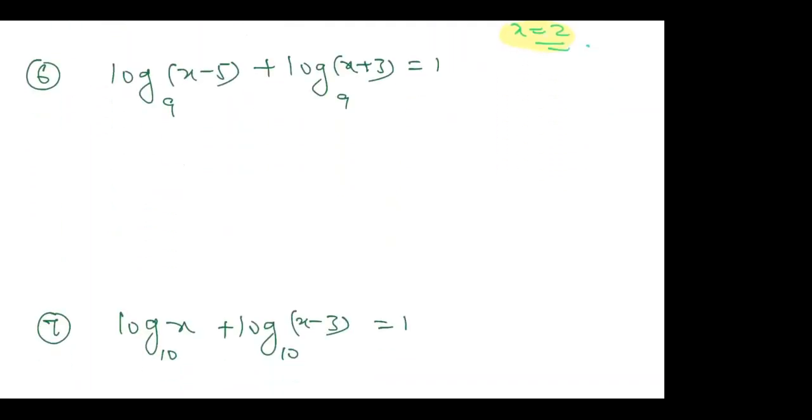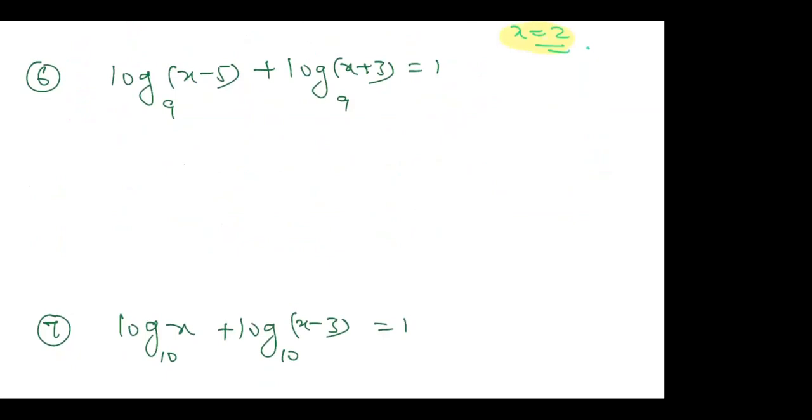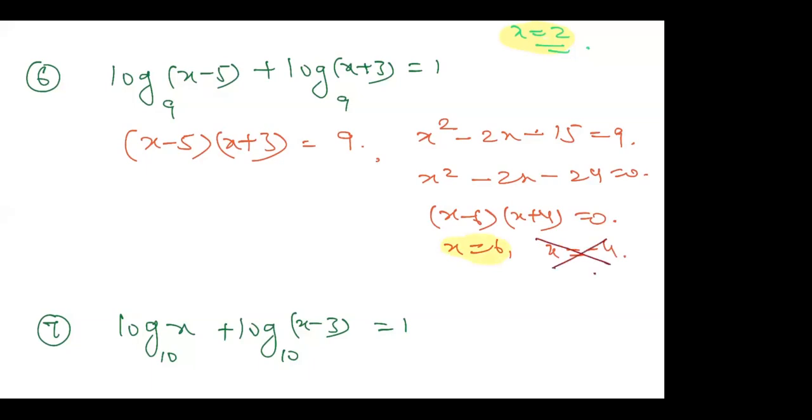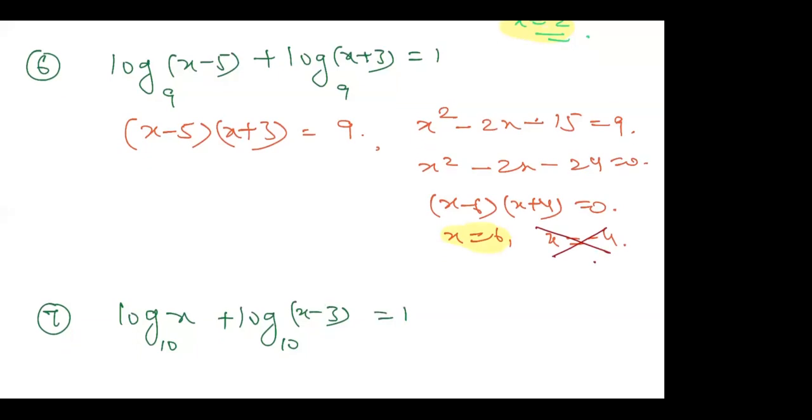Very good, everyone. Bahut acha solve kiya sabhi ne, right? Similarly, the second one, x minus 5 into x plus 3 is equal to 9, so you are getting x square minus 2x minus 15 is equal to 9. x square minus 2x minus 24 is equal to 0. x minus 6, x plus 4 is equal to 0, x is equal to 6, x is equal to minus 4. Look back into the question, which one are you getting? x is equal to 6 is satisfying, but the second one is not satisfying. So discard this. Very good, Dhru. Bahut acha bacha.